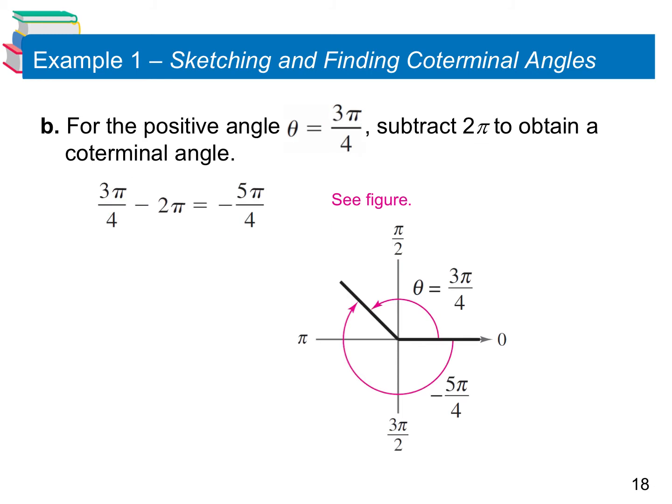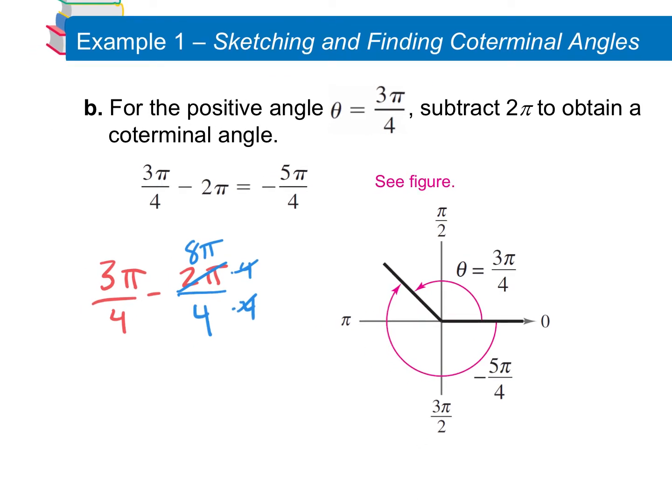Here's another example. For a positive angle, 3 pi over 4, we subtract 2 pi to find another coterminal angle. So if I had 3 pi over 4 minus 2 pi, how can I subtract? Find a common denominator. So I would multiply the top and the bottom here by 4, and I would get 8 pi over 4. So 3 pi minus 8 pi is negative 5 pi over 4. So negative 5 pi over 4 is a coterminal angle.